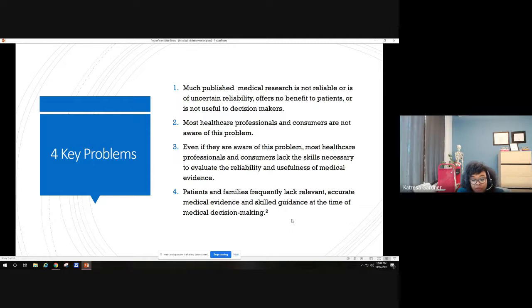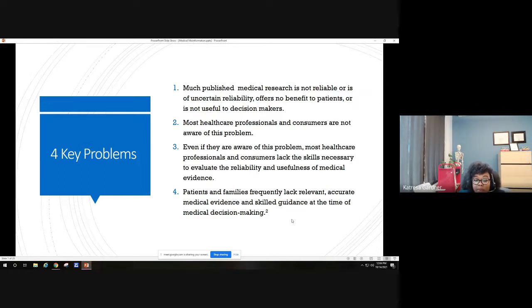Okay, so there are four problems according to the article on how to survive the medical misinformation mess. These are four problems that contribute to medical misinformation. The first problem identifies that much of the published medical research is not reliable or is of uncertain reliability. It offers no benefit to patients or is not useful to decision makers.